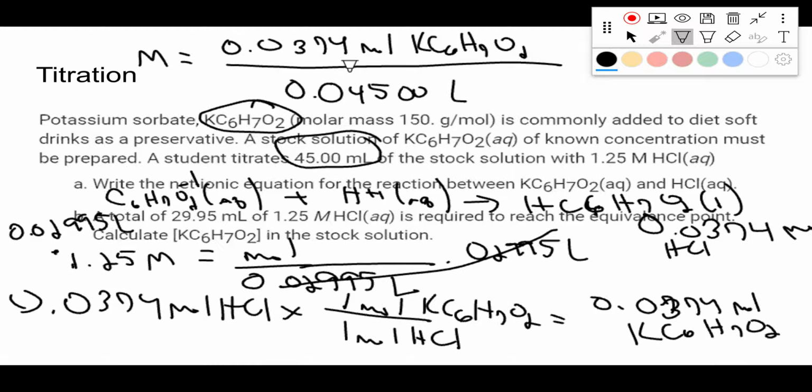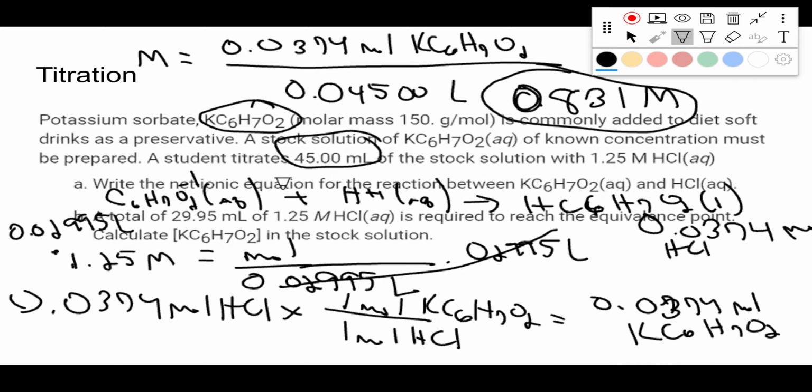I need 3 sig figs because this one has 4, this one has 3. And so I'm going to round this. Mine comes out to 0.831. Remember, the unit for molarity is just a big M. So this is my final answer. I had to do all this stuff to get there. It's not hard. It's just a lot of steps.